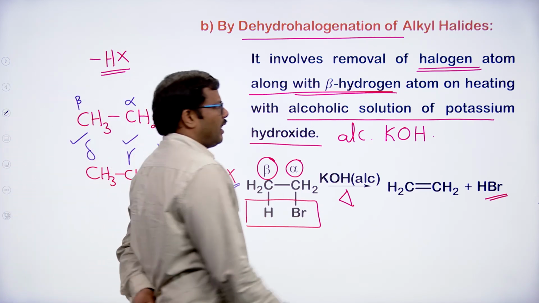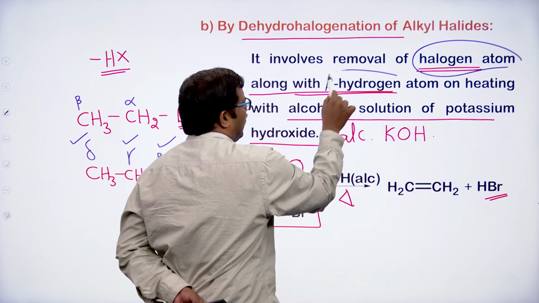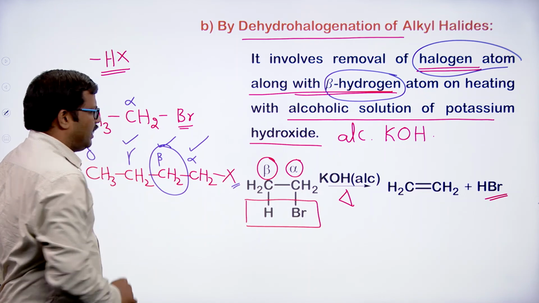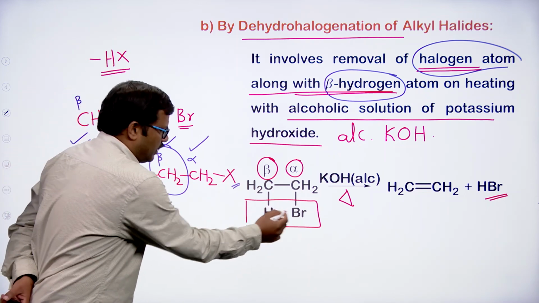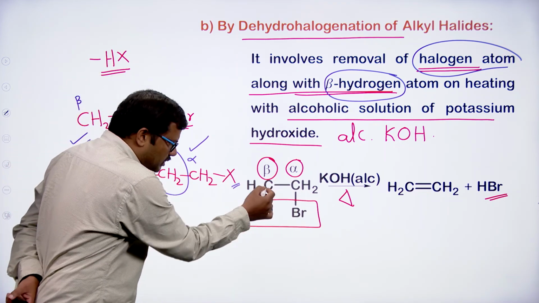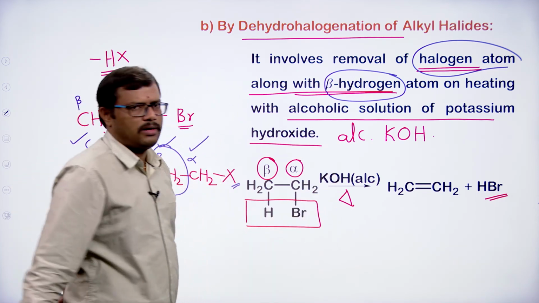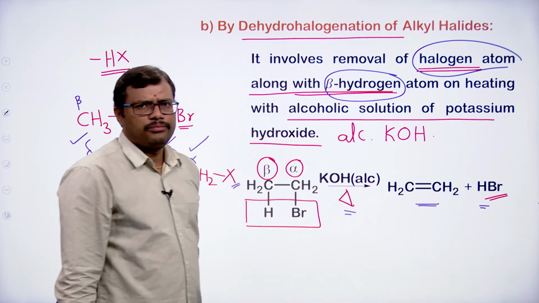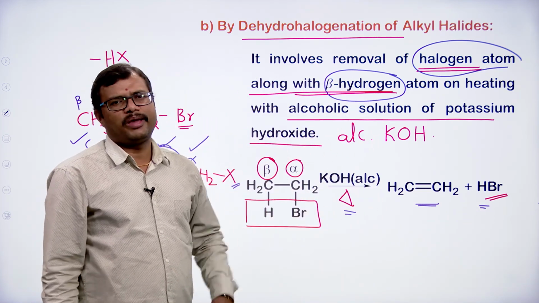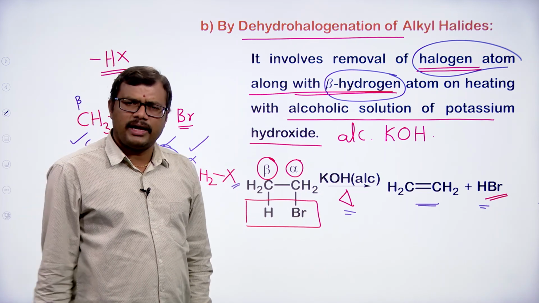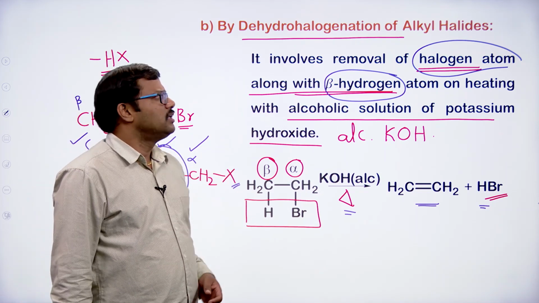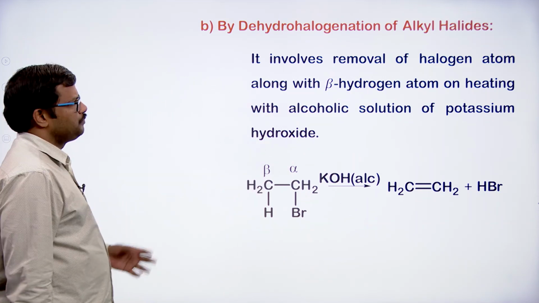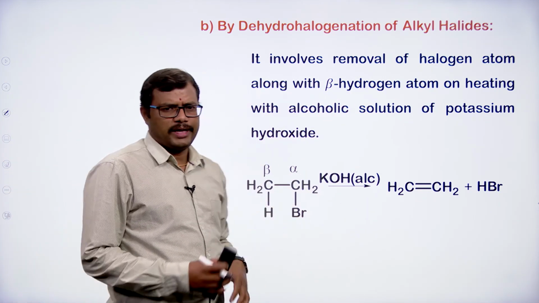So what is happening here? The halogen atom is removed along with one of the beta hydrogens. Beta hydrogen means the hydrogen present on the beta carbon atom is removed in the process. Both the atoms are removed from adjacent carbon atoms by treatment with alcoholic potassium hydroxide solution under heating conditions. We get alkene and hydrogen bromide, a hydrogen halide. So this dehydrohalogenation reaction involves the removal of halogen atom along with the beta hydrogen atom under heating conditions with the alcoholic solution of potassium hydroxide.